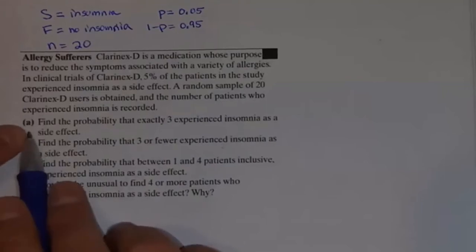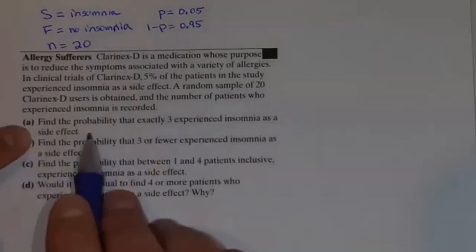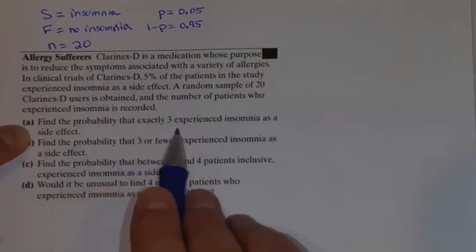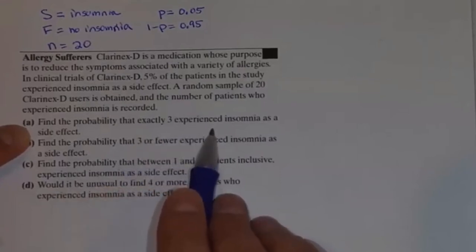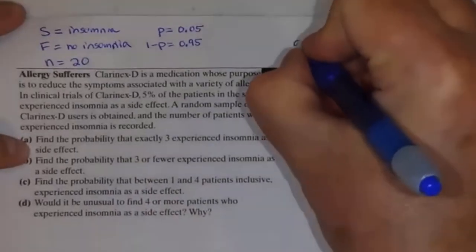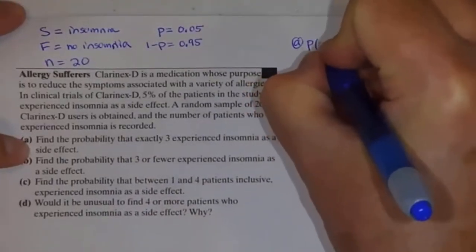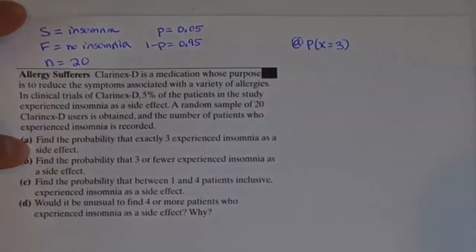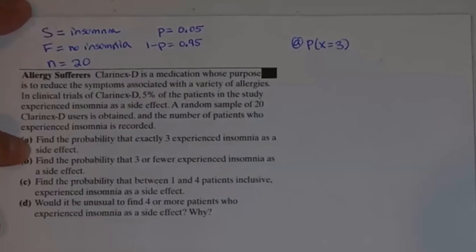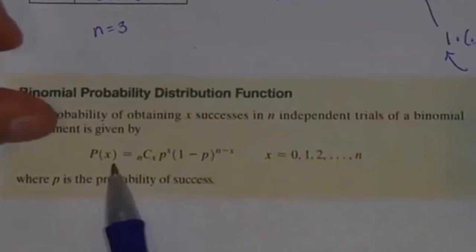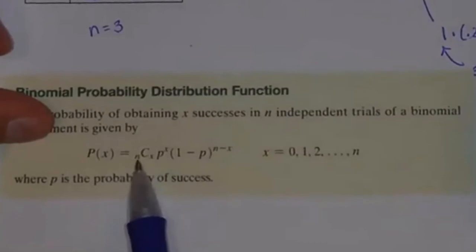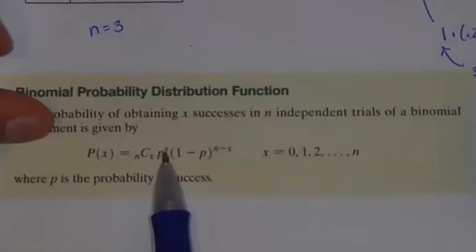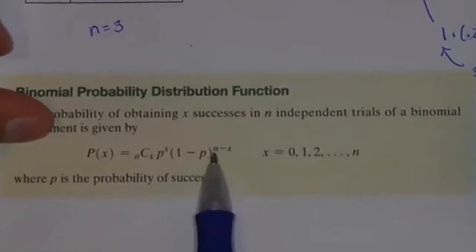So in question A, I'm giving Clarinex to 20 people, and I want to know what's the probability that exactly 3 have insomnia. So in other words, I want to know what is the probability that I have exactly 3 successes. Well, if we have exactly 3 successes, can I calculate that probability? That's what this formula is about, right? If I have 3 successes, then that's going to be the combination of the number of trials taken the number of successes at a time times the probability of success raised to the number of successes times the probability of failure raised to the number of failures.